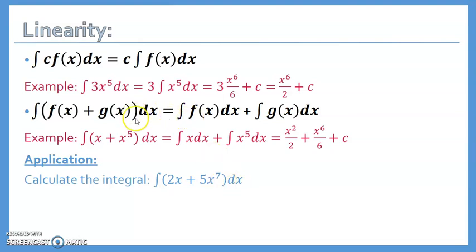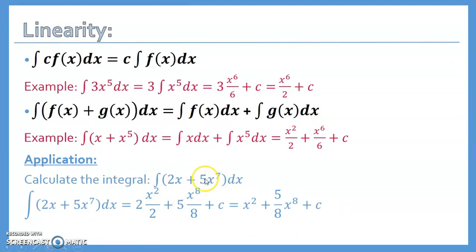So using the second property, you should think of integrating 2x alone and 5x power 7 alone. Now, how do you integrate 2x alone? Since here you have a constant, then you just put it and integrate x alone. So to integrate x, you get x power 2 over 2. So for 2x, you get 2 times x power 2 over 2.